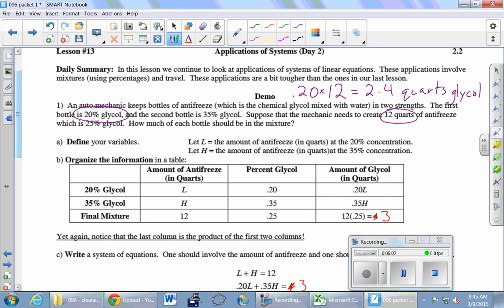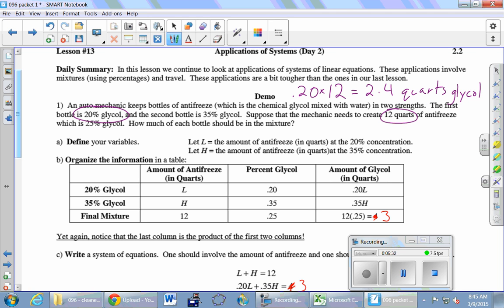Glycol is what? What were you going to say? Yeah, so the glycol is just part of the larger antifreeze, right? Again, antifreeze is this glycol plus water. So remember right up here, if we were making 12 quarts and it was all the 20% solution, then multiplying those two things told us how many quarts of glycol we had, yeah?